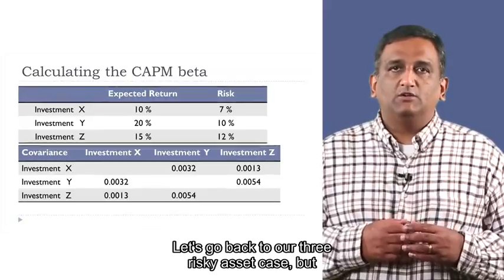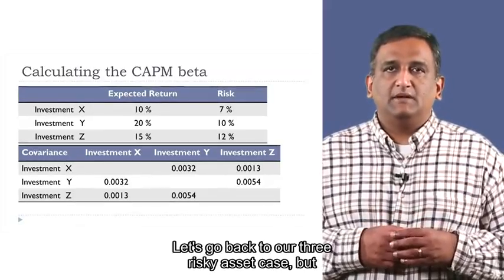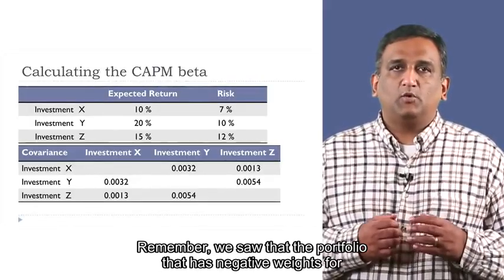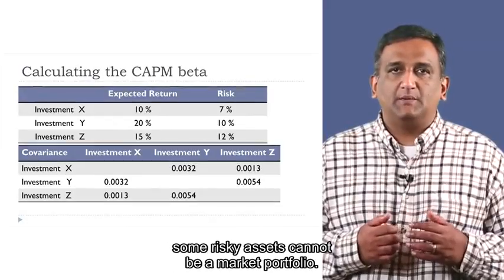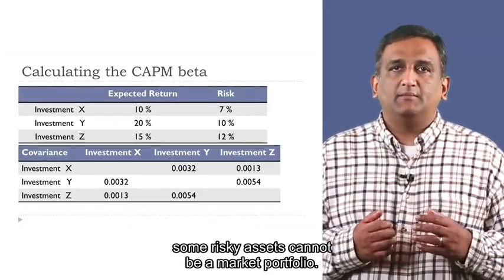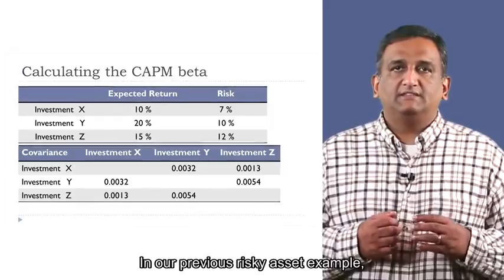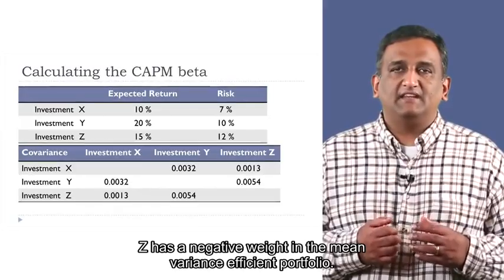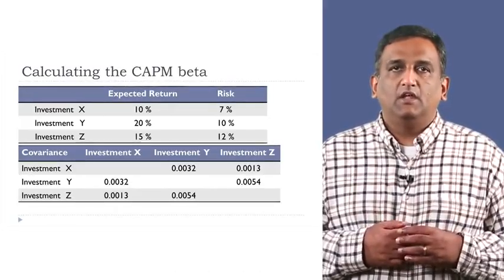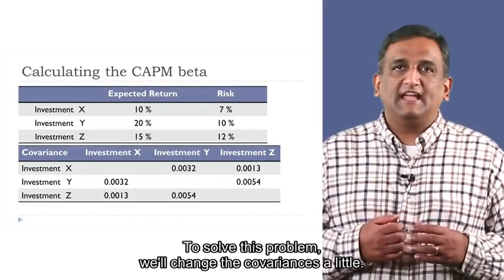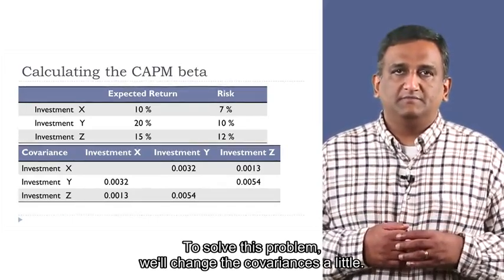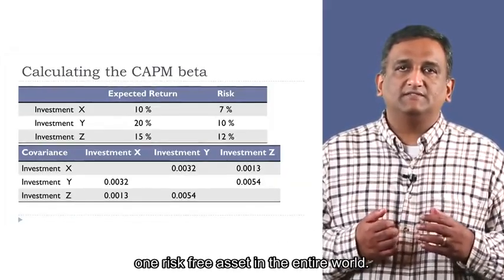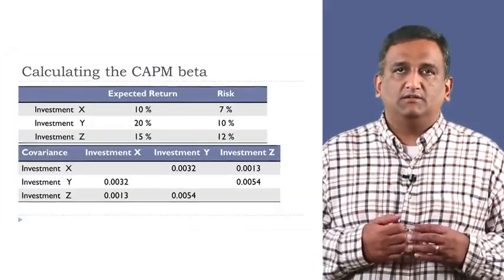Let's go back to our 3 risky asset case, but change the correlations a little. Remember, we saw that a portfolio that has negative weights for some risky assets cannot be a market portfolio. In our 3 risky asset example, Z has a negative weight in the mean variance efficient portfolio. To solve this problem, we'll change the covariances a little. We'll continue to assume that there are only 3 risky and 1 risk-free asset in the entire world.